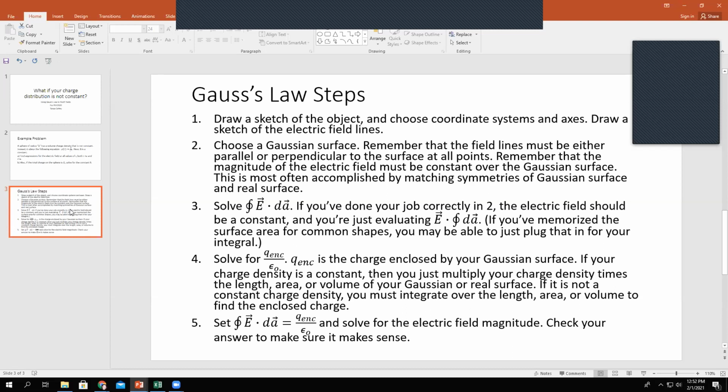Now, once you solve for Q enclosed over epsilon naught and you solve for the integral of E dot dA, you just set those two things equal. You set left-hand side equal to right-hand side, and then it's some simple algebra to find the magnitude of your electric field. Once you've got your answer, you should always check to make sure it makes sense.